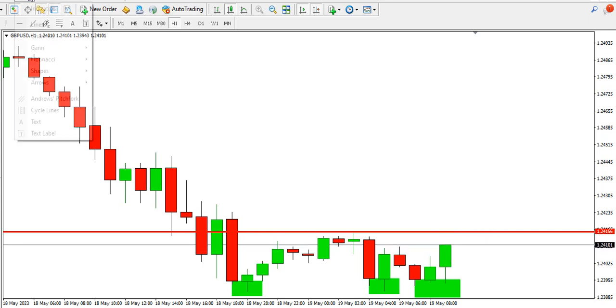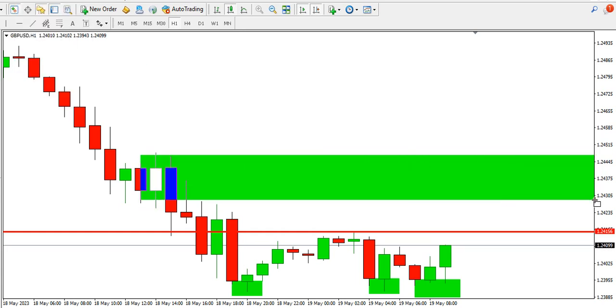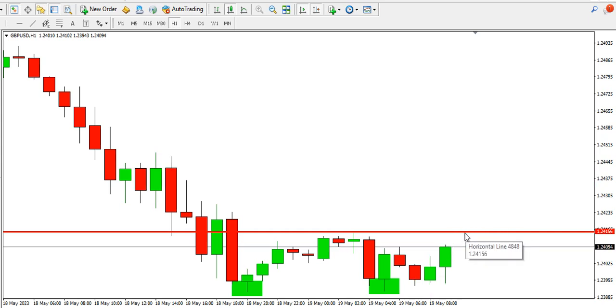If bulls are going to push price up, we have this other block around here that might serve as resistance to price. But for now, it appears as if the bulls are stepping in. Although we are in a range, we will expect a range breakout, a break above 1.24156 before we jump in onto the buy.